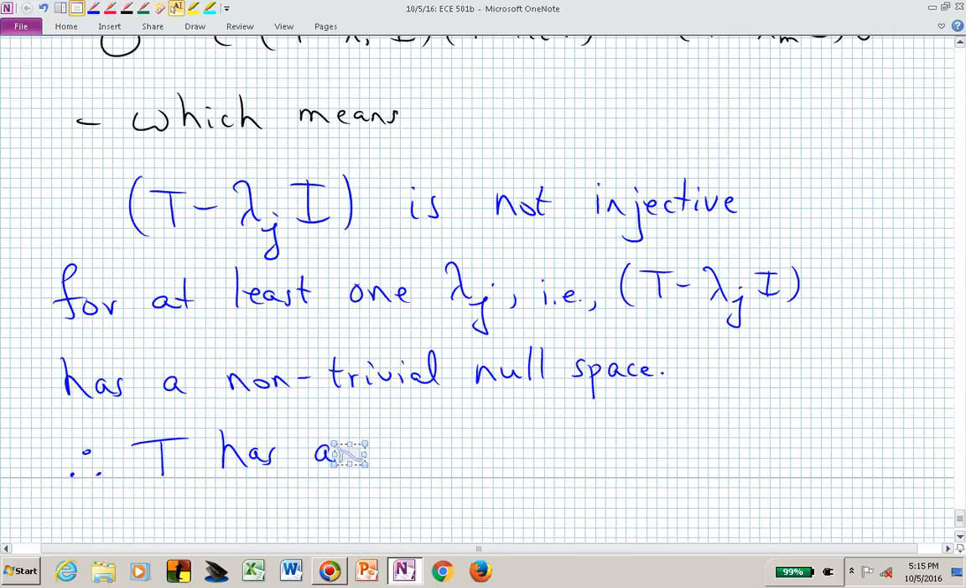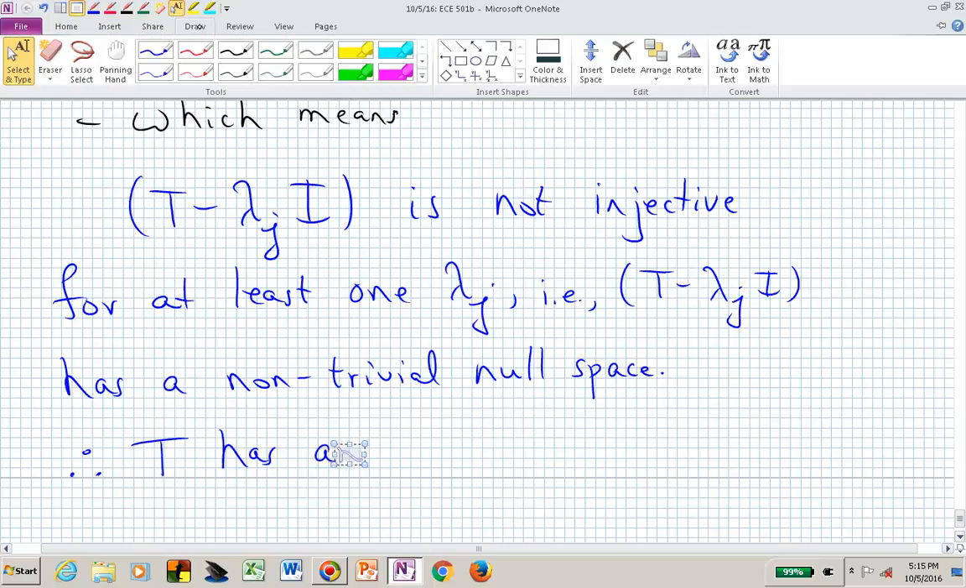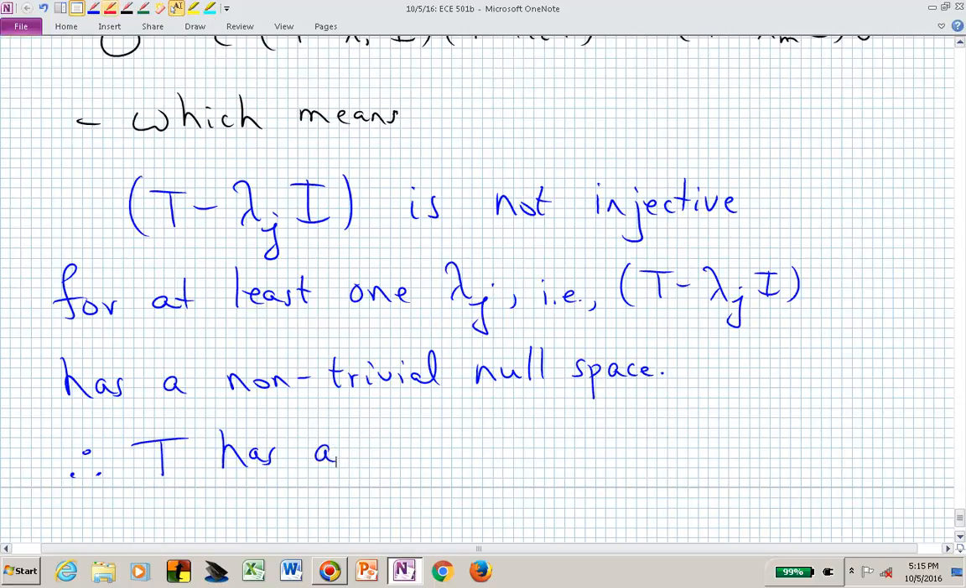Why am I tempting fate? I may just stop at that point, but I could do this. Why, I have no idea, but let me just try. T has at least one eigenvalue.